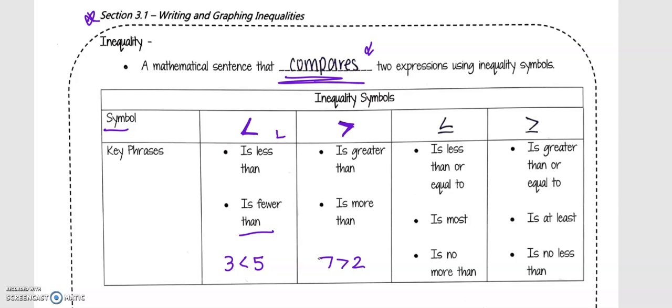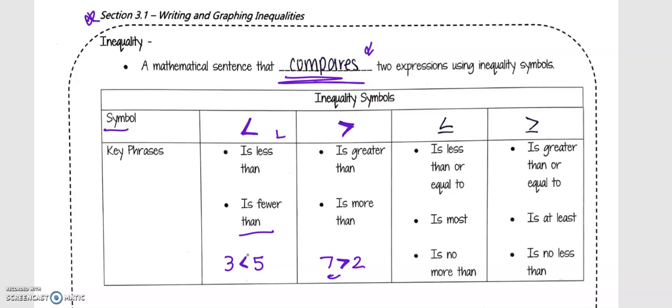Another way you want to think about and remember, like just a little trick, is the inequality is always facing the larger number. Or if this is a little alligator mouth, it's eating the larger number. So it says 3 is less than 5 because 5 is the bigger number. 7 is greater than 2, it's eating the 7 because 7 is the greater number.